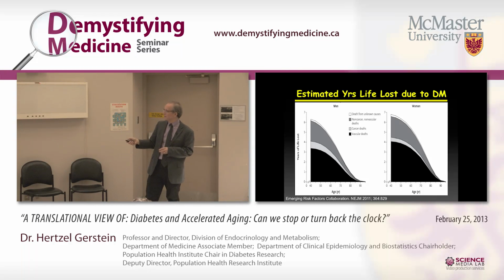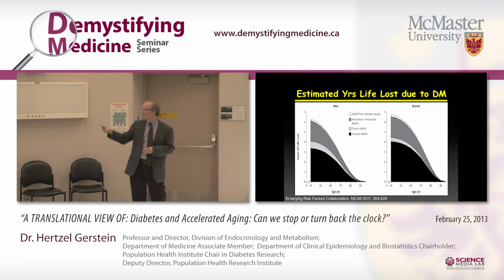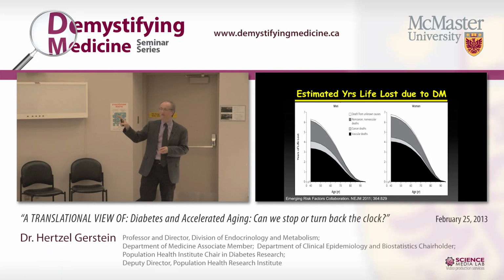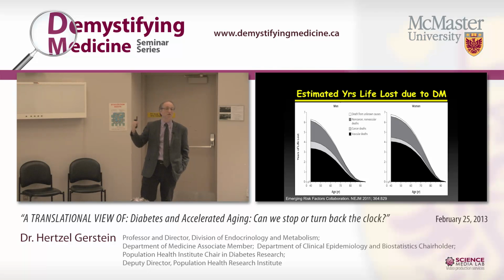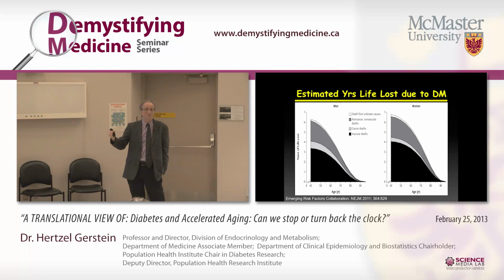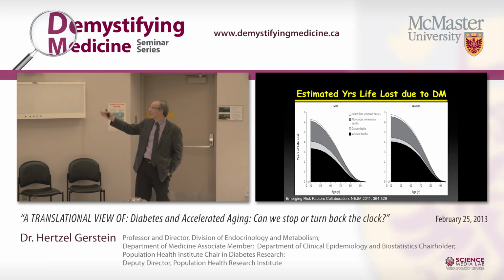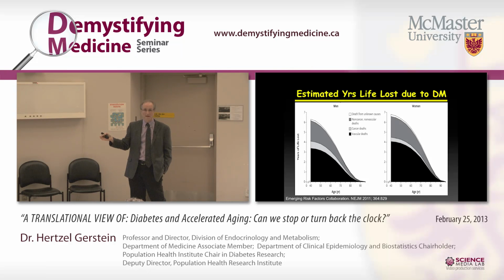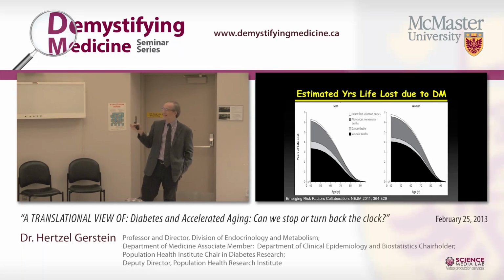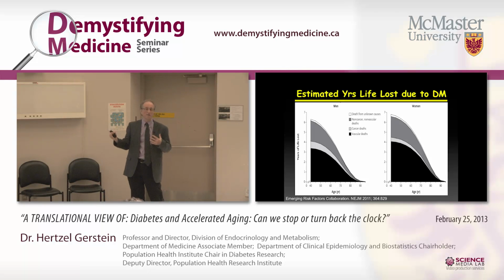And so in men on the left and in women on the right, the height of the curve on the left shows that a 40-year-old man with diabetes can expect to live about 6.5 years less on average than a 40-year-old man without diabetes. And a woman can expect to live about 7 years less if she has diabetes compared to if she doesn't have diabetes. And you can see in the black that at least half of that reduced life expectancy is due to heart attacks and strokes. And the remainder are other things such as cancer and other causes that are not clear.